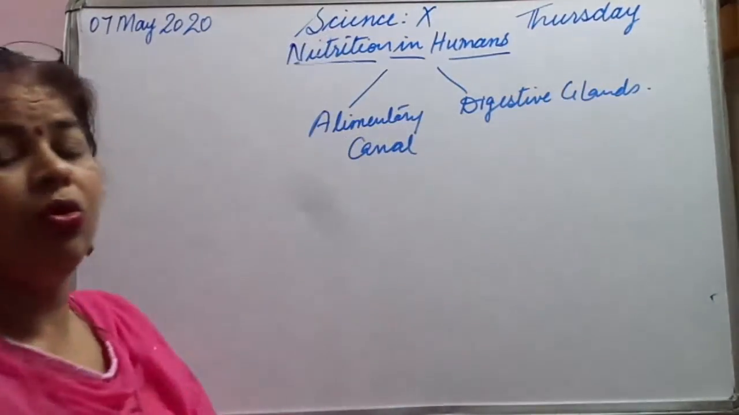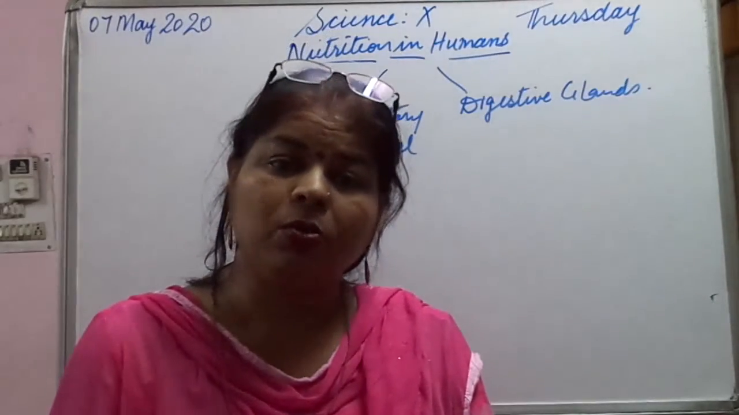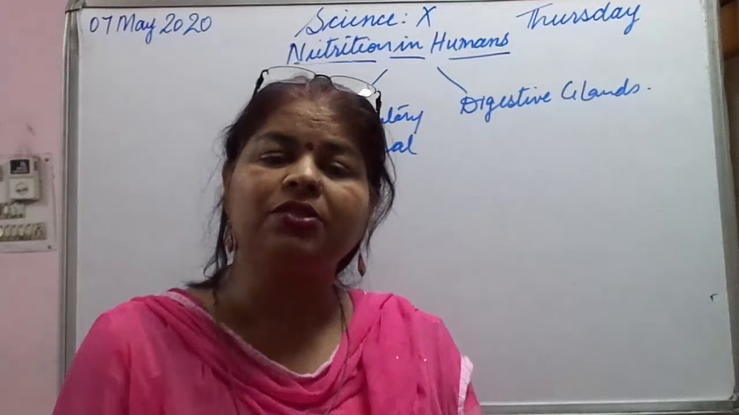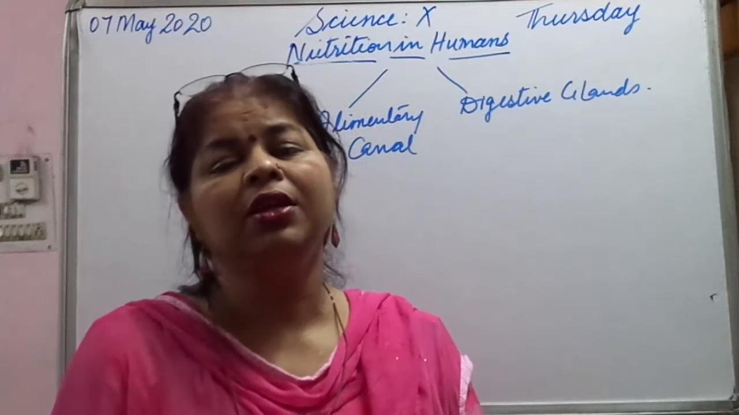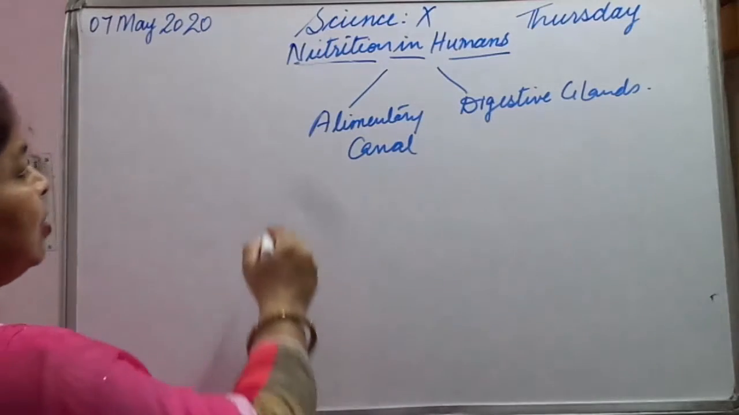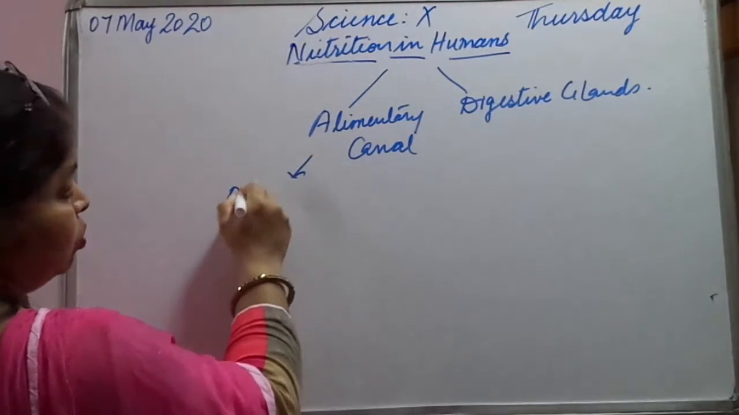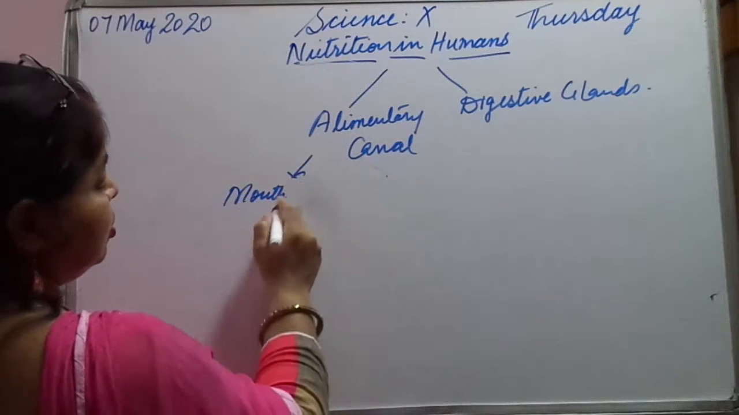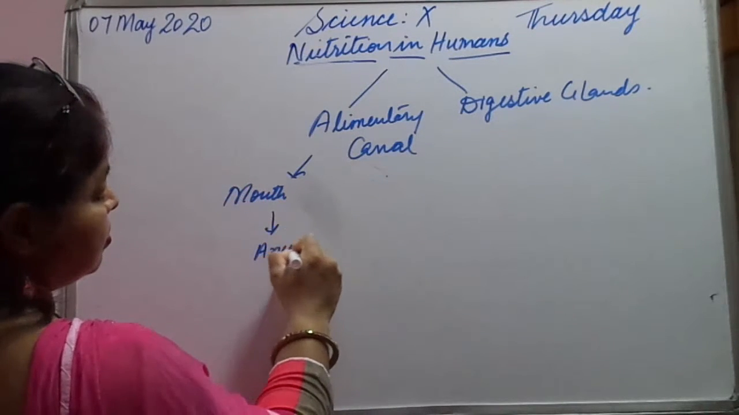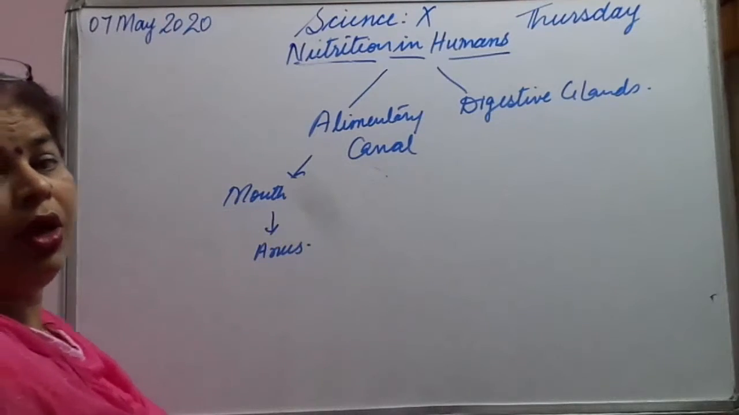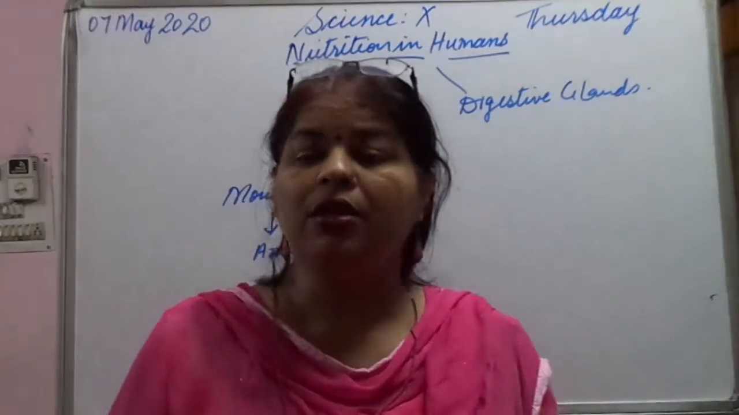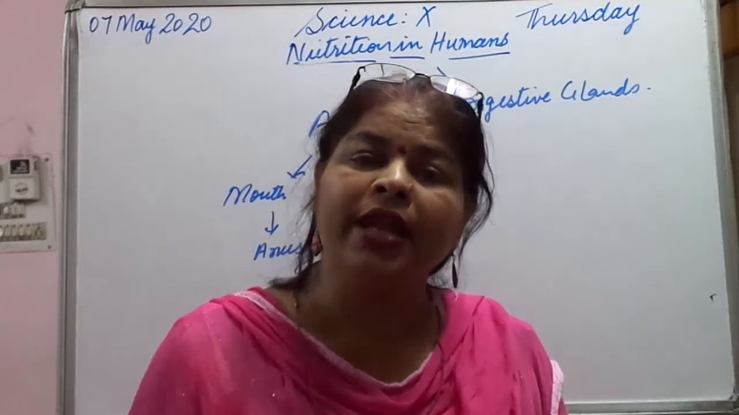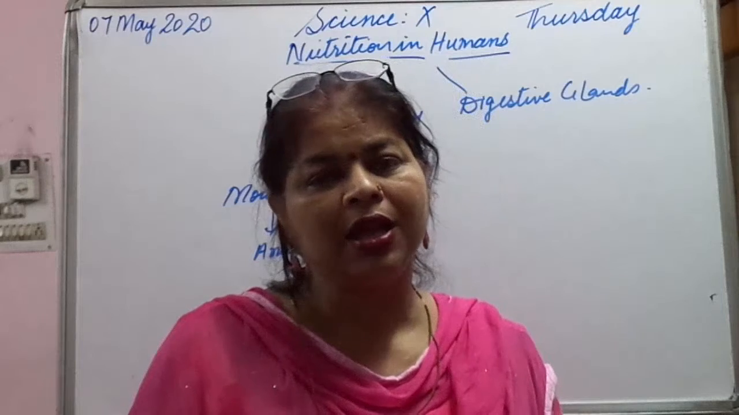Okay, so first of all we will discuss the key points of the alimentary canal. The alimentary canal begins with the mouth and ends with the anus. So what is the starting point? It is the mouth, and the ending point, it terminates into the anus. It is a muscular coiled tubular structure which is about 9 meters in length. How much in length? 9 meters.